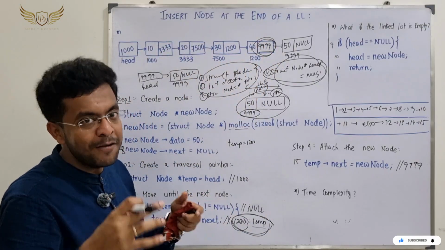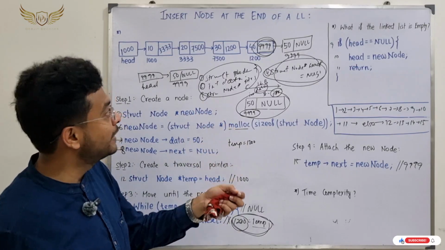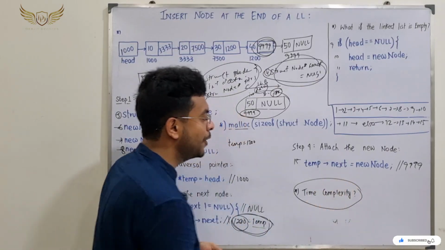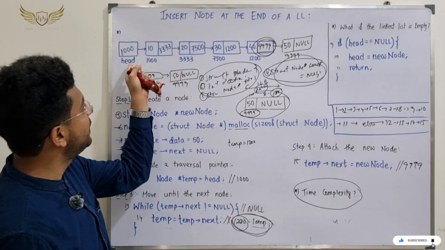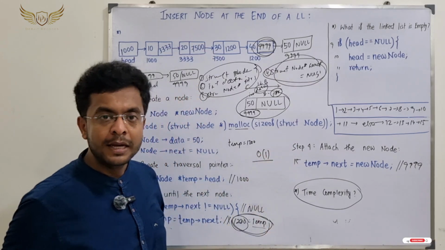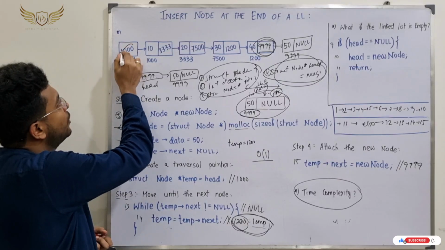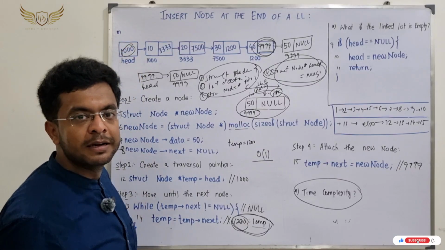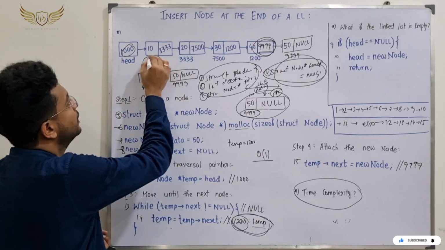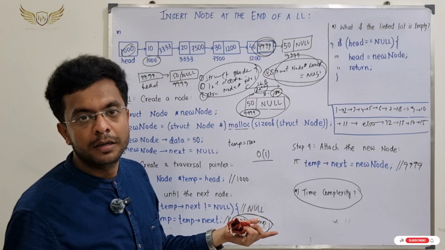So I have said every single thing you needed to understand to insert a node at the end of the linked list. Now the question is, what is the time complexity? If you have seen, inserting a node at the beginning of the linked list was a constant time operation. The time complexity is order of 1. Why? Because there is no concept of traversing. You are just changing this value. You are giving the address of the newly created node, and in the address part of the newly created node, you are giving the address of the previously first node. There is no concept of traversing.